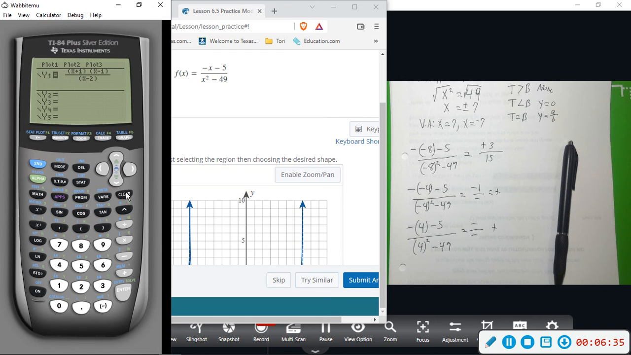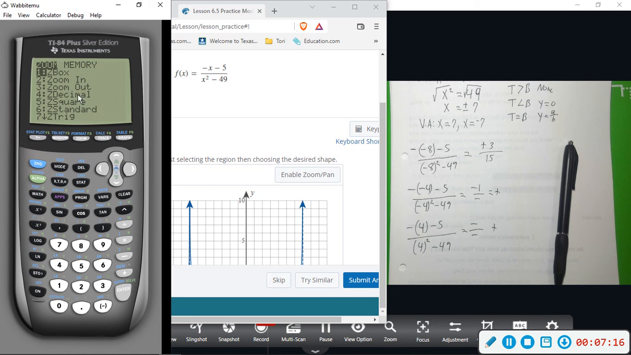Y equal, we're going to clear out what we have. I'm going to do parentheses, negative x minus 5, and then divided by, we're going to do x squared minus 49. I'm going to graph it. So it looks like it curves up, but this part is down. I can't really see what's going on.